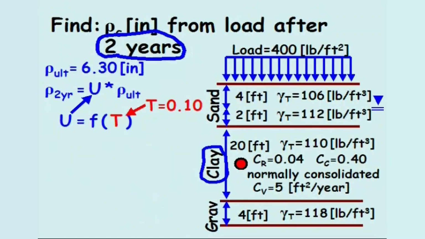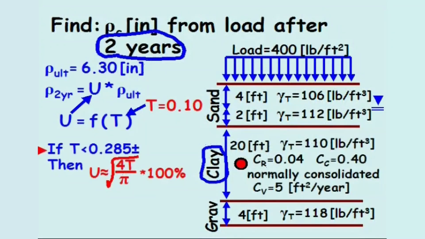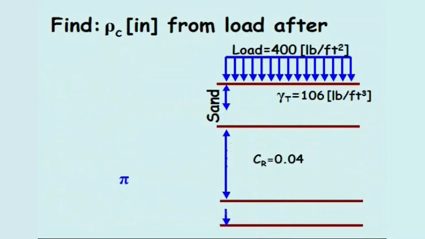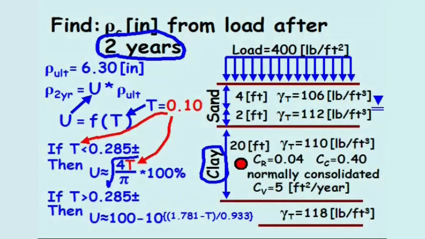Next, we solve for our average degree of consolidation. When T is less than about 0.285, the average degree of consolidation is equal to the square root of 4 times T divided by pi, all times 100%. When T is greater than about 0.285, the average degree of consolidation is this second equation. For our problem, T equals 0.10, so we'll use the first equation to solve for U.